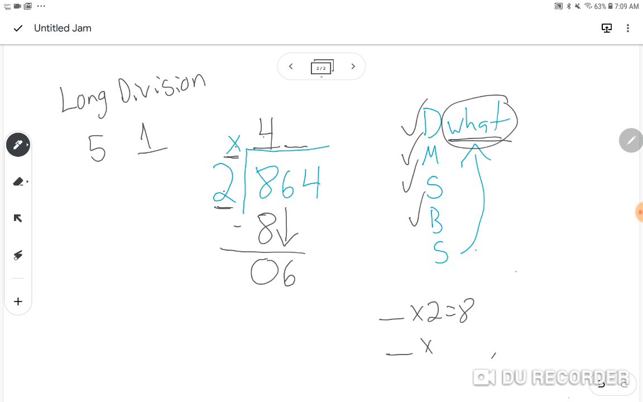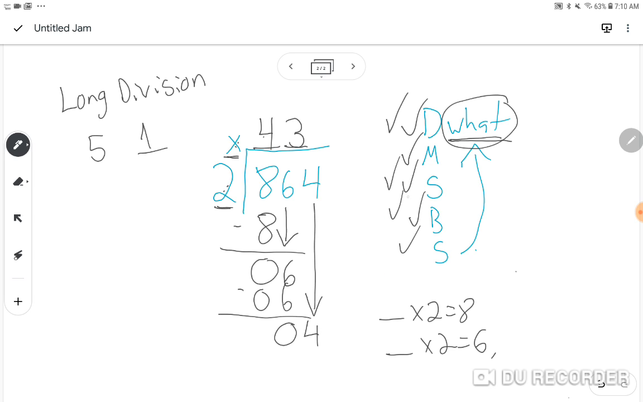Well, how many 2's are in 6? I'm sure you guys already did this problem. It's 3. So after we divide, we always have to multiply. 3 times 2 equals 6. Then we subtract and bring down. I always like to put these together. Subtract, bring down, start over.